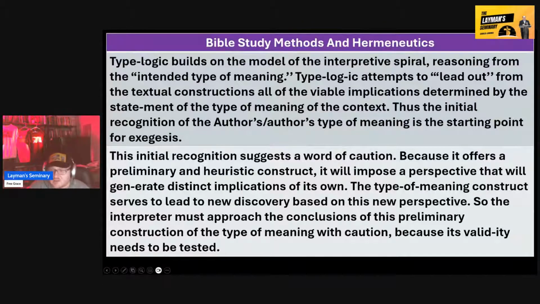All right, type logic. If the text convinces me of lordship, yes, I have to go with what the text says. Oh, it's hot.